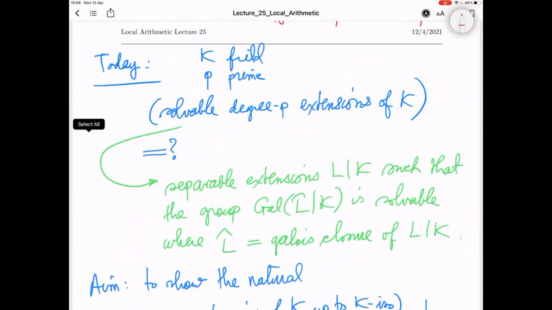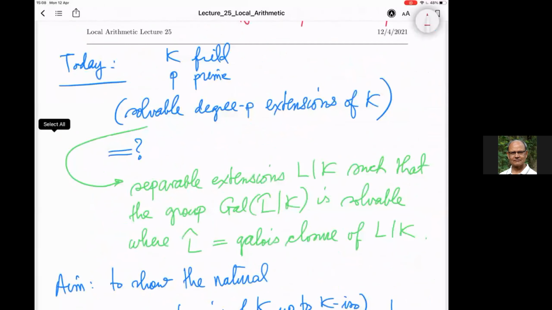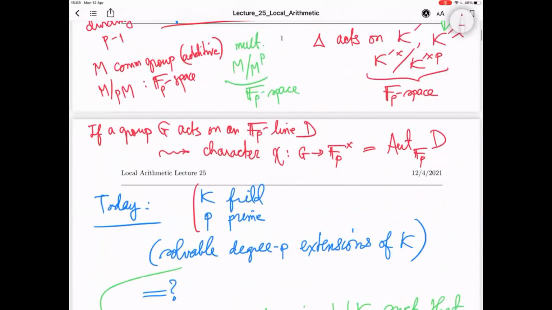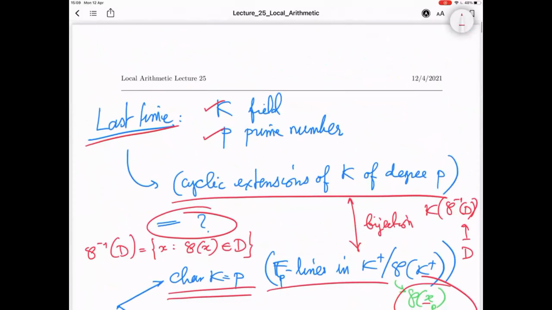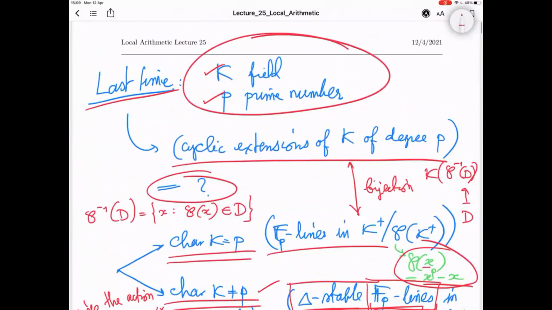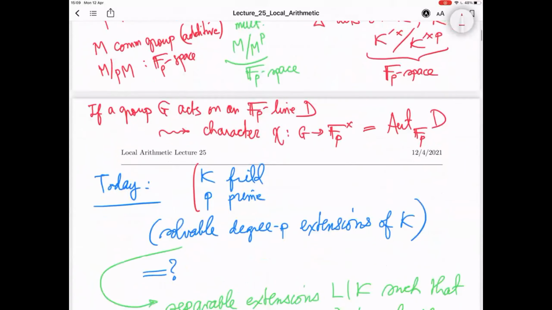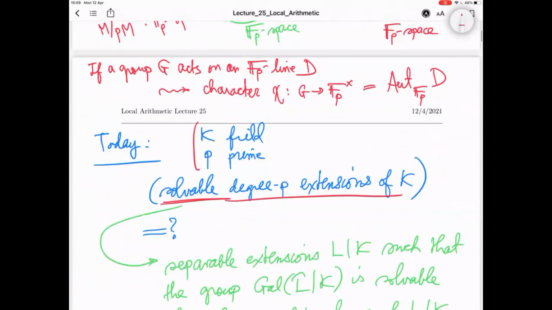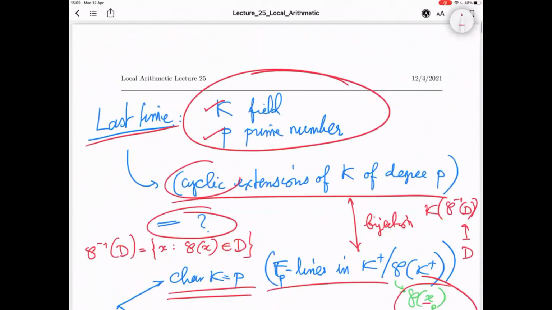Okay, so that's what we had done last time. And today, we are going to do something more general. So we are given a field K and a prime P as before. That's what we were given here, a field K and a prime P. But now we are interested in all solvable degree P extensions and not just the cyclic ones.